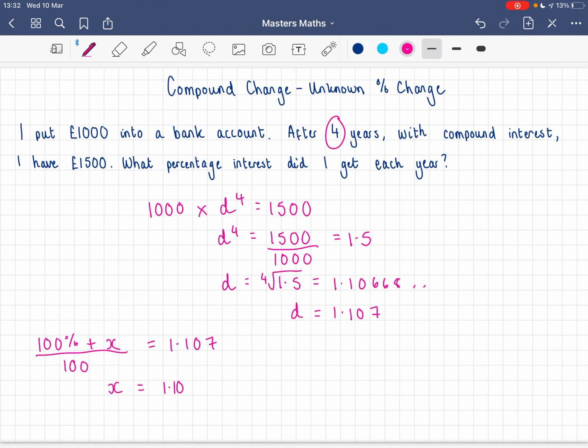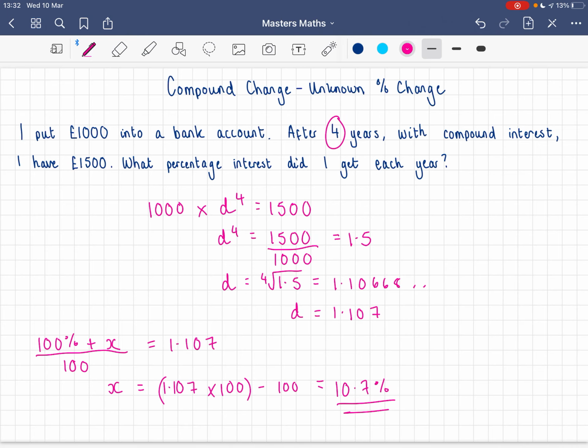So I'm doing 1.107 times by 100, and then I'm going to subtract 100 from that answer, and that would give me the percentage. So 1.107 times 100 is 110.7. Subtract the 100 leaves you with 10.7%, which is the percentage interest you would get in each year. It's 10.7, which again is very high. It wouldn't usually be that high in real life. But that's it. That's what you need to do.